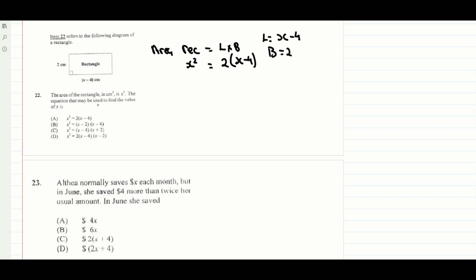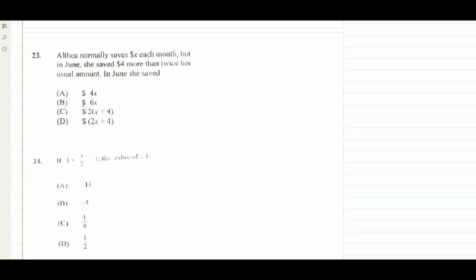right? That is A. You can see that the answer is A here, right? x squared is equal to 2 by x minus 4. We don't really need to multiply it out. Let's read this.